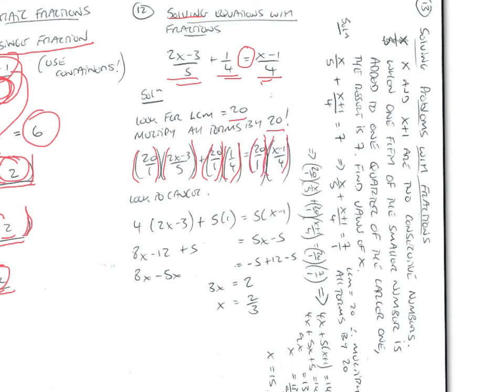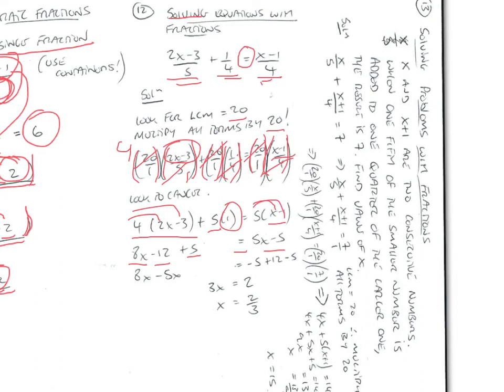Then I'll look to cancel, so I'll see 5 goes in once, goes in there 4 times, that gives me 4 by 2x minus 3. 4 goes in there once, goes in there 5 times 1. And 4 goes in 1, goes in there 5 times x minus 1. Multiply that out, 4 by 2x is 8x minus 12 plus 5 equals 5x minus 5.